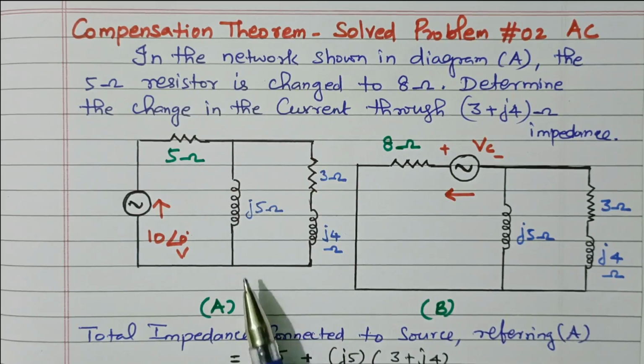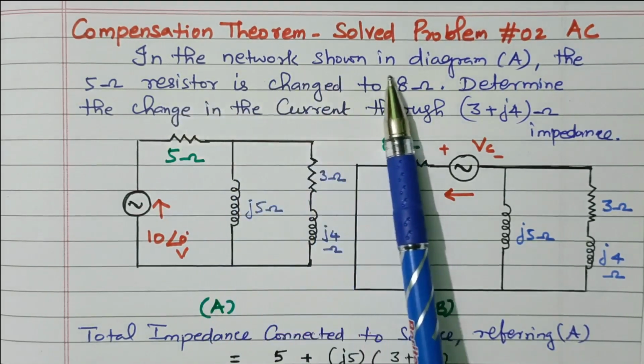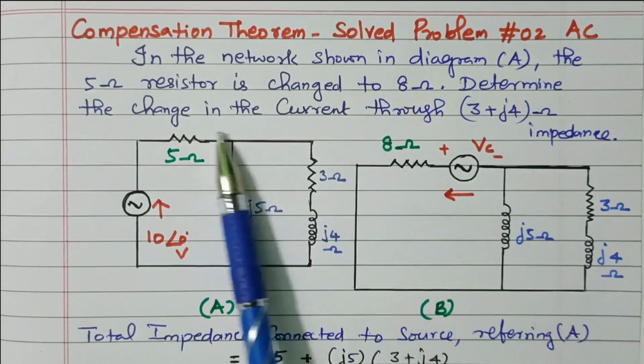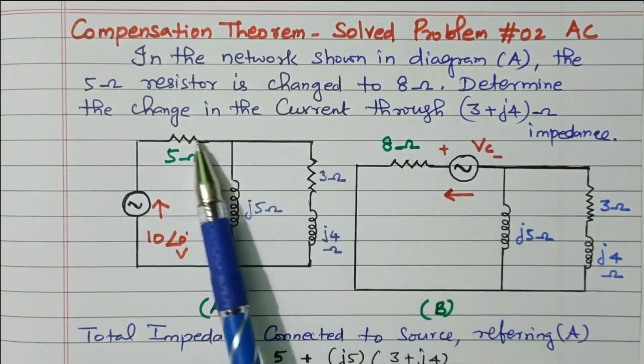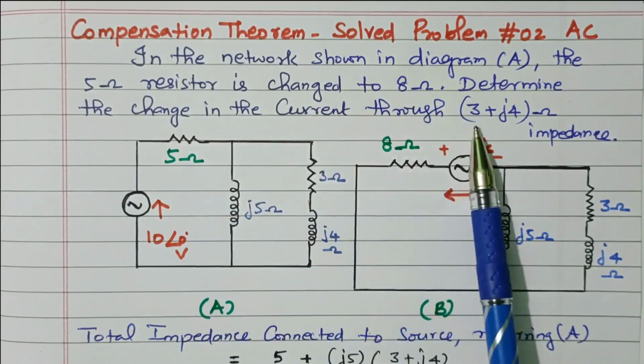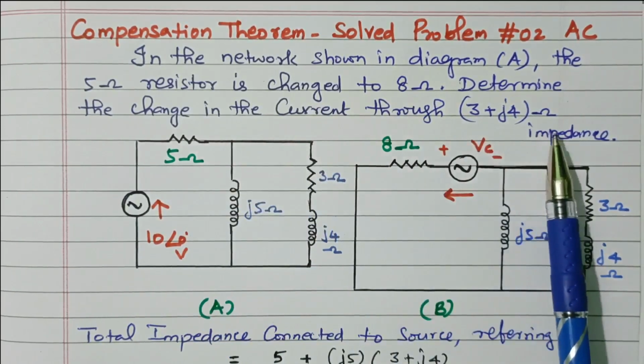Now we'll go to the problem. In the network shown in diagram A, the 5 ohm resistor is changed to an 8 ohm resistor. Determine the change in current through the 3 plus j4 ohm impedance.